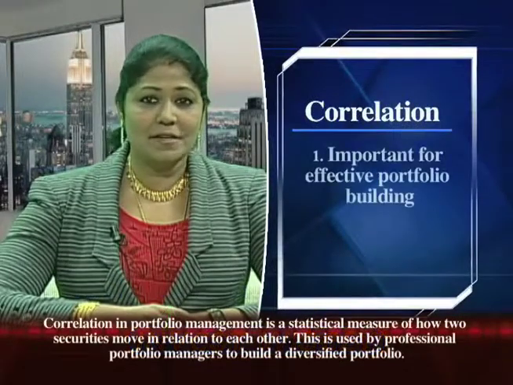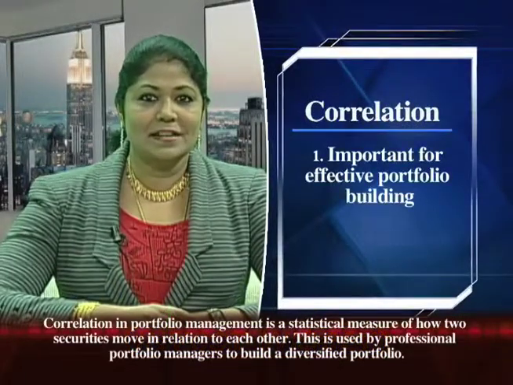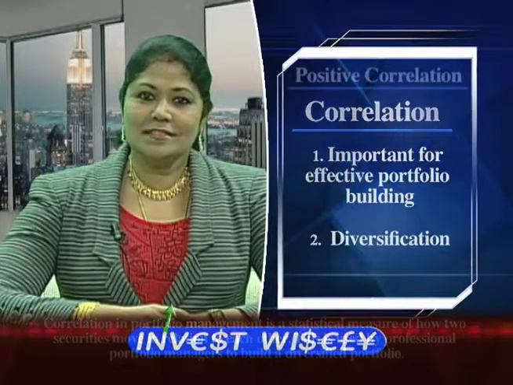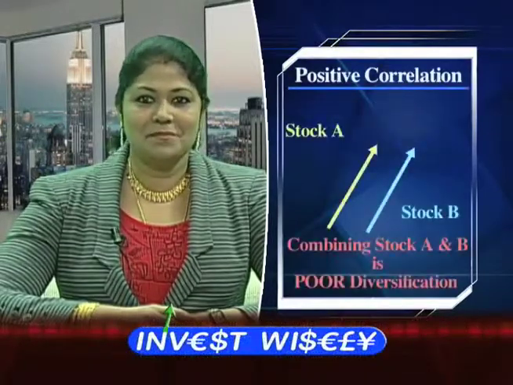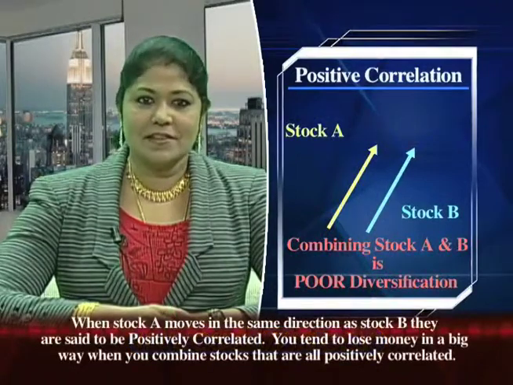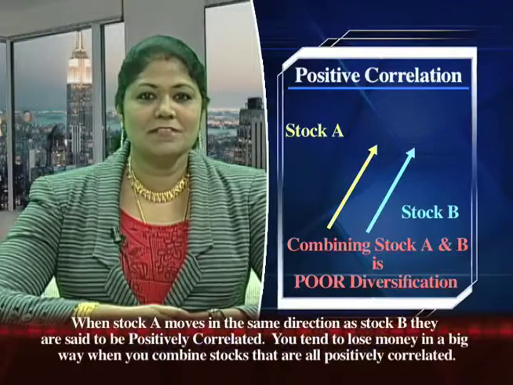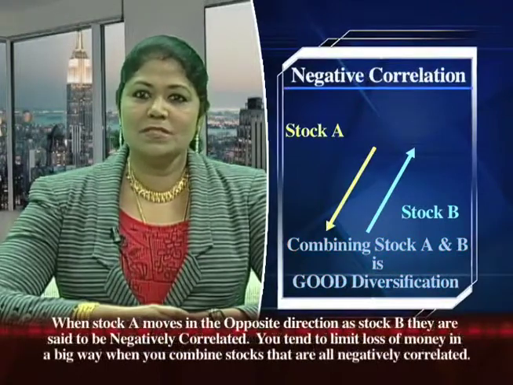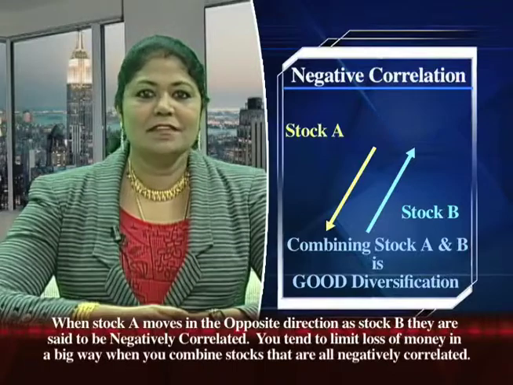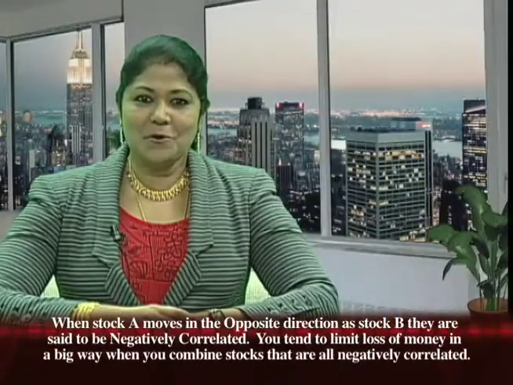Before we start off with the first topic of the day, I wish to introduce a term called correlation, which is very important with respect to effective portfolio building and also diversification. Let's assume we have two stocks, A and B. When stock A moves in the same direction as stock B, they are said to be positively correlated. When stock A moves in the opposite direction to stock B, they are said to be negatively correlated. This is true of the various sectors in the market and also of the stock markets in the world as well. This depends upon the strength of their individual economies, currencies, political stability, and various other factors.